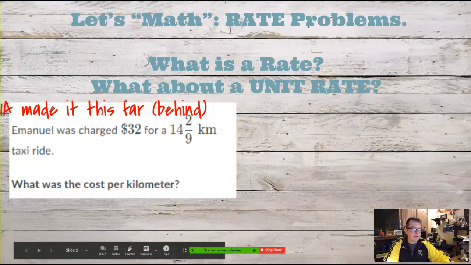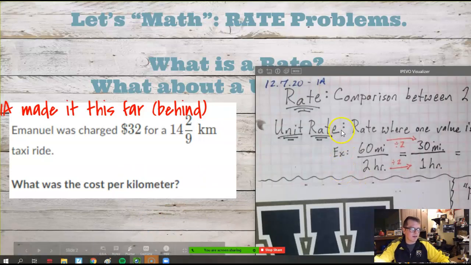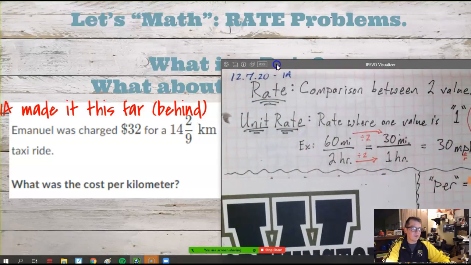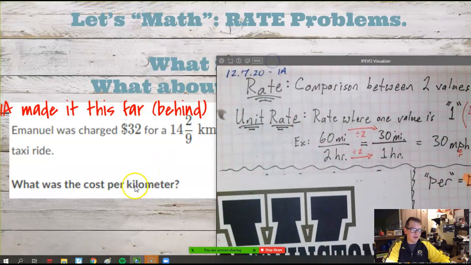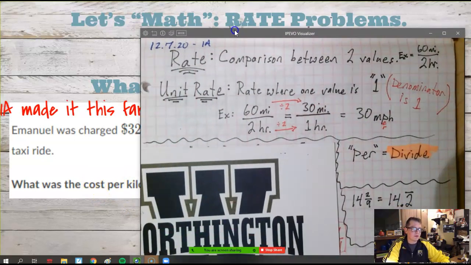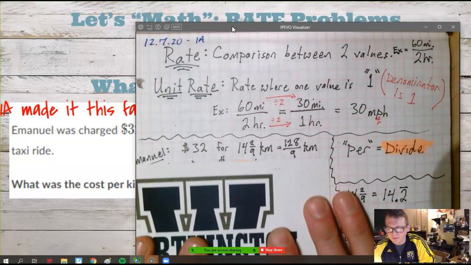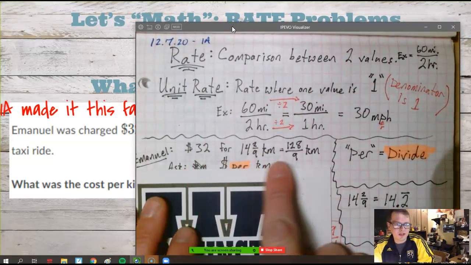So if we try to set this up to make the denominator 1, we have to ask, what do we want 1 of? It tells us per kilometer. So we want 1 kilometer. So what we're going to write down is the important information.